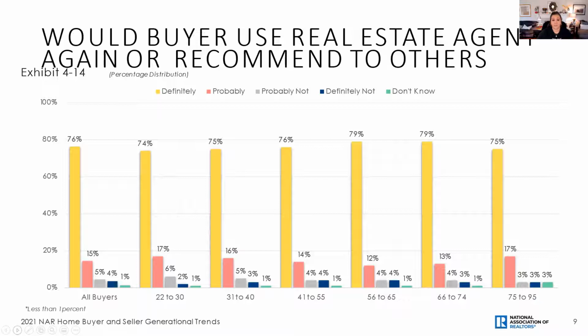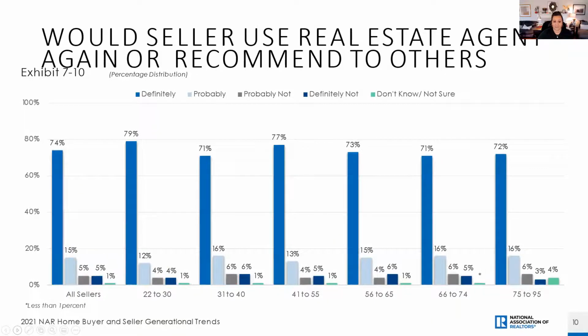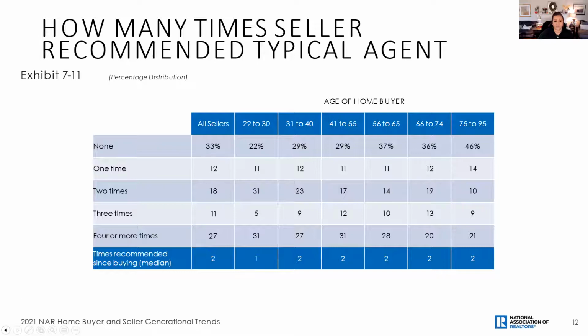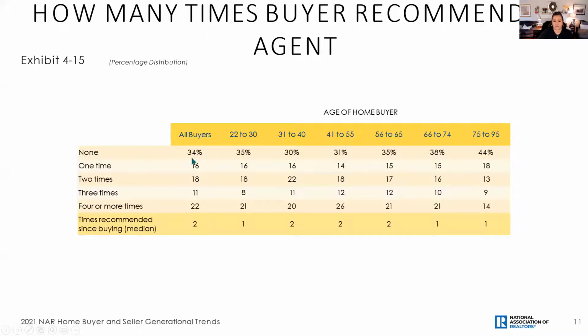And then, would a buyer use their real estate agent again? This is an important number because 76% of all buyers say yes. But what percentage of buyers actually do recommend their agent? Sellers, 74% say yes. But then look at this. How many times did a buyer recommend their agent? None. 34%, they never recommended their agent.